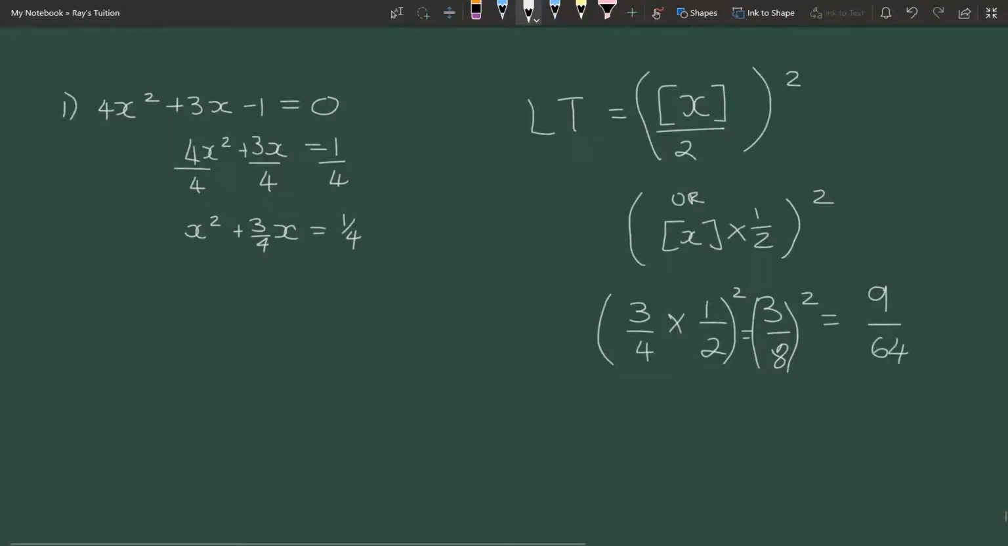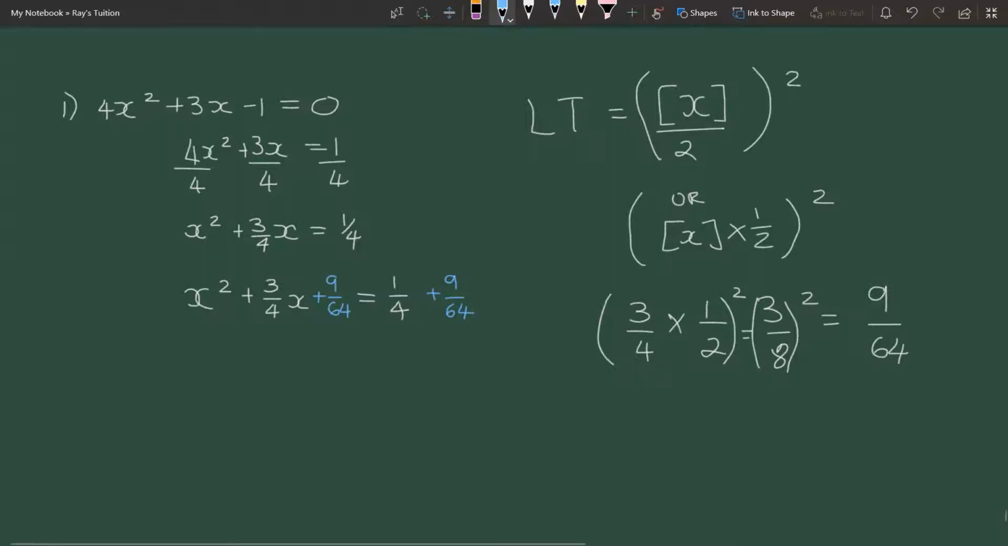Then what we're going to do with the last term is add it to both sides. So we have x squared plus 3 over 4x is equal to 1/4. And now we're going to add this last term on both sides: plus 9 over 64, plus 9 over 64. The reason why we add it on both sides is so that we don't change the equation.